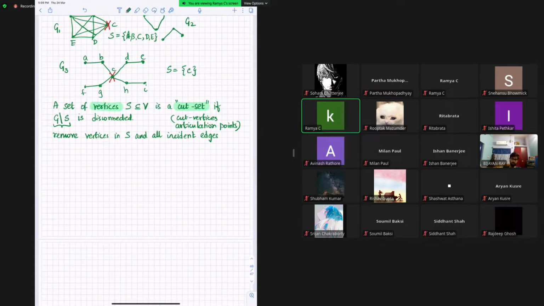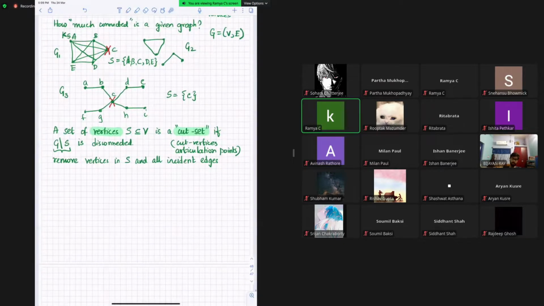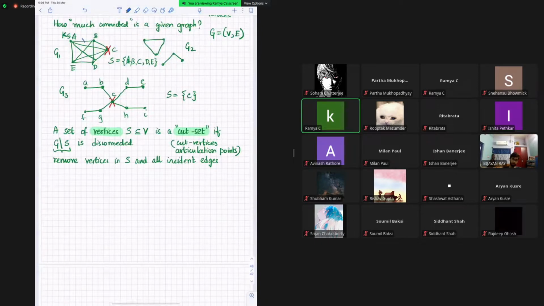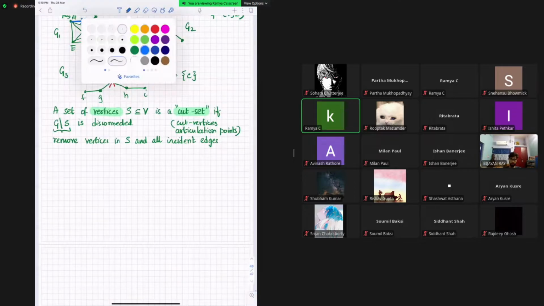Now, you can try to define the same thing for edges also, right? For example, let's say I lose this edge. This link fails. That's also possible. Like some road just caved in, or some computer link just failed. So is the graph disconnected? No. Whereas if this link fails, there is no path from A to D. So the graph becomes disconnected. So for edges also, you can define a similar notion. Let's do that.